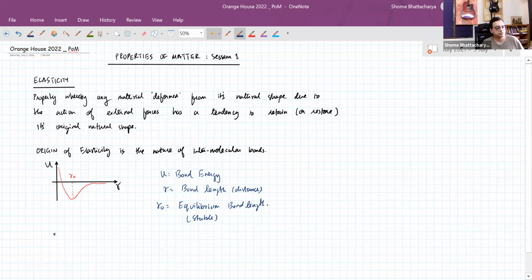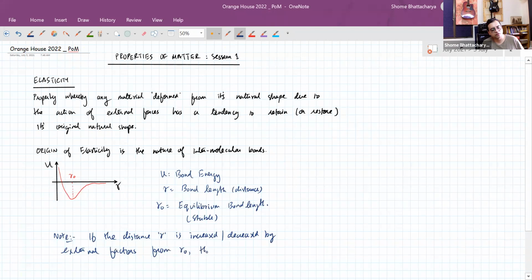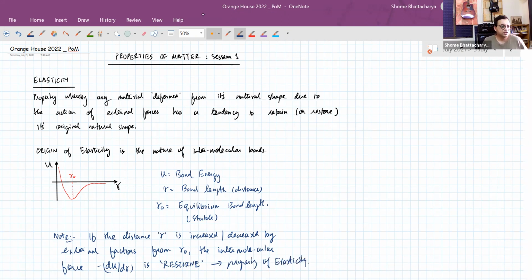You can see from this that if the distance r is increased or decreased by external factors, the intermolecular force, which is minus dU by dr, is restorative in nature. So this creates the property of elasticity. Just make a note of this part. We'll continue from here.